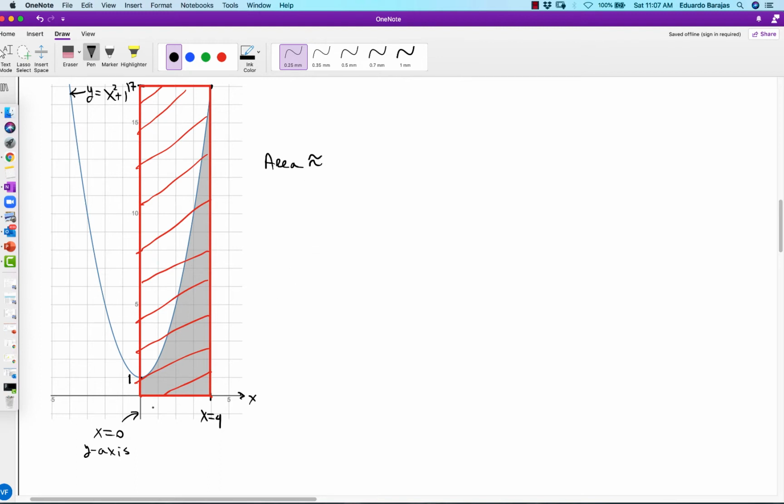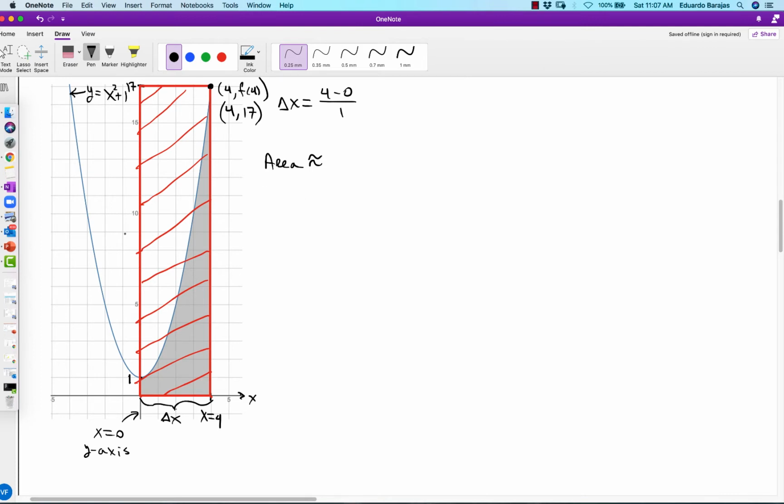Now, the base of the rectangle is going to be this distance here, which goes from 0 to 4. So we're going to say that this is delta x, and delta x is equal to 4 minus 0 divided by 1, because there's one rectangle. Again, I'm writing it this way because we want to establish a pattern. And then the height is equal to the value of our function evaluated at 4. This point right there is the point (4, f(4)), which we know is (4, 17).